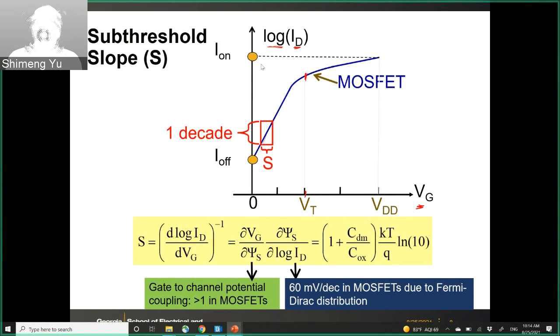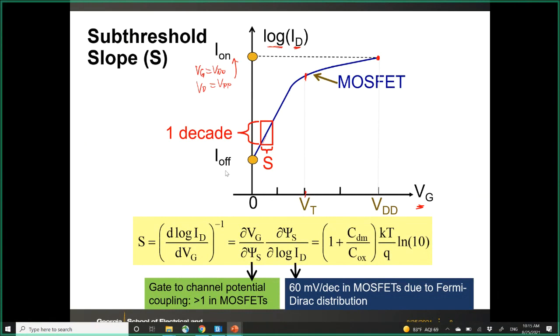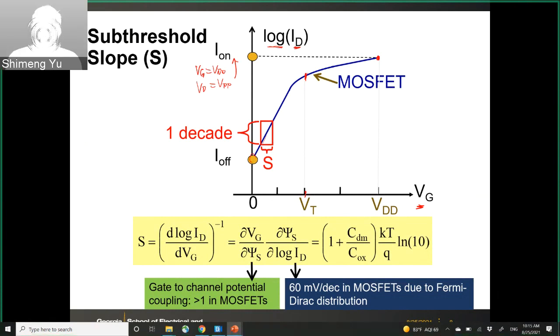And here we can define two parameters. One is I-on. This is the on-state current of the transistor. And I-on is when the gate voltage is the power supply VDD, and then the drain voltage is also the power supply VDD. So this is the maximum current you can get from the transistor, and it's here. And then there is the off current. Off current is not zero, okay?